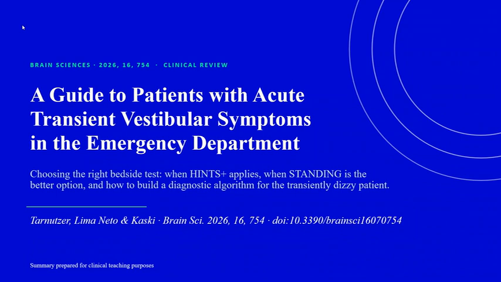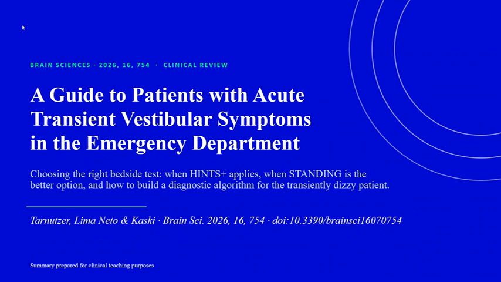In this talk, based on a recent comprehensive review by Tarnutzer, Lima Neto, and Diego Keski, published in Brain Sciences, we walk through the practical evidence-based approach under the following points. How structured history taking using time and trigger, the TiTrATE framework, immediately narrows the differential. Why the single most important question is: are the symptoms still ongoing or have they already resolved? When HINTS plus is appropriate and, critically, when it is not.